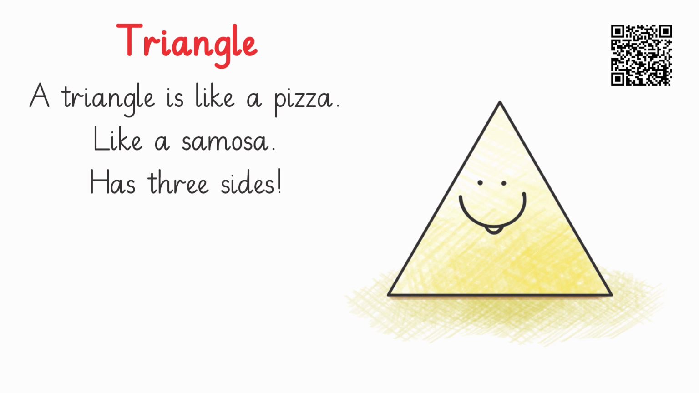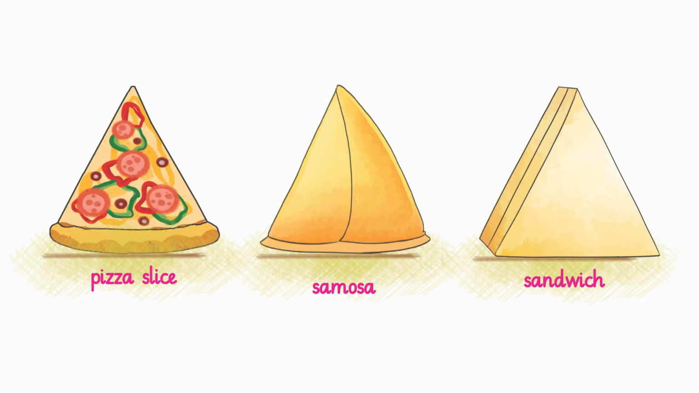Dear kids, another shape is there, and this shape is triangle. A triangle, like a pizza, like a samosa, has three sides. You are looking in the picture: pizza slice, samosa, and sandwich. They all are like triangle shape. Every triangle has three corners and three sides.